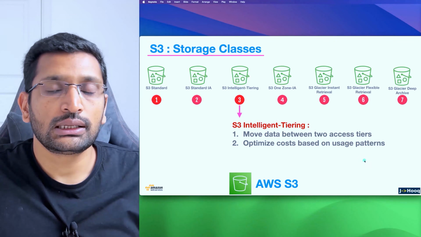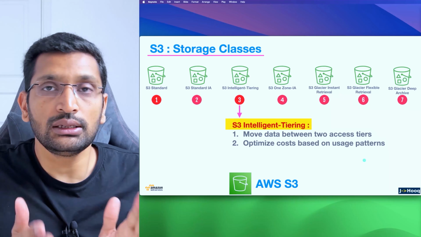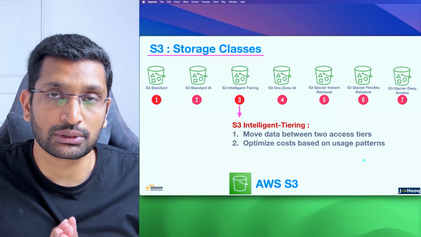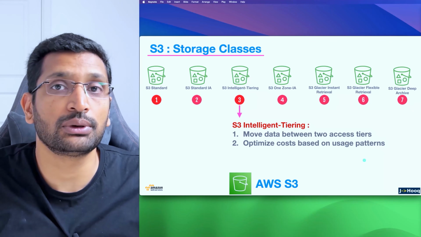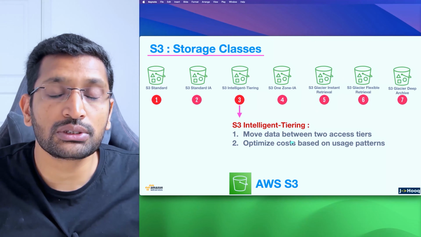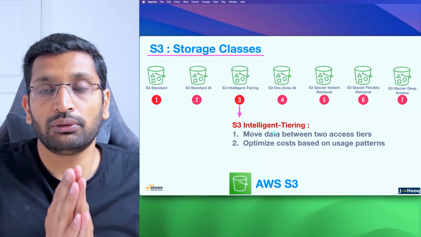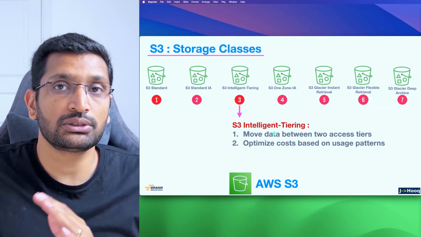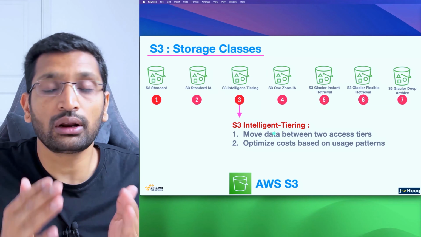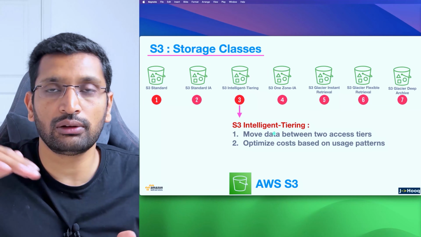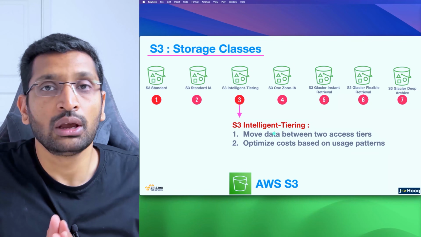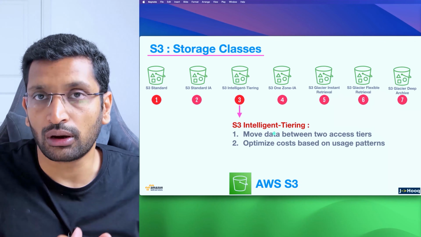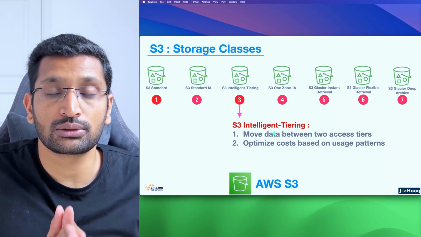The third in the list is the S3 Intelligent-Tiering, and as the name suggests, it's an intelligent tiering where you can vary your cost based on your usage. But let's take a look at the characteristics of this particular S3 storage class. First of all, you can move the data between your different tiers. Secondly, you can optimize your cost based on the usage. So if you have high usage, then your cost will be a little higher, but if your usage of the storage is very low, then your cost will effectively go down. So that's the Intelligent-Tiering S3 storage class.